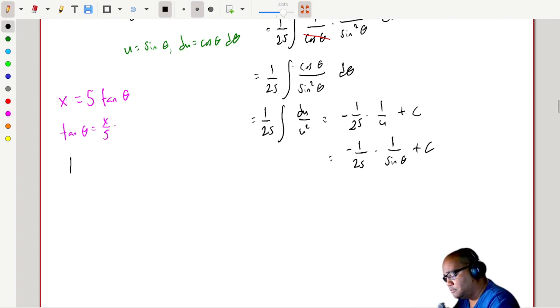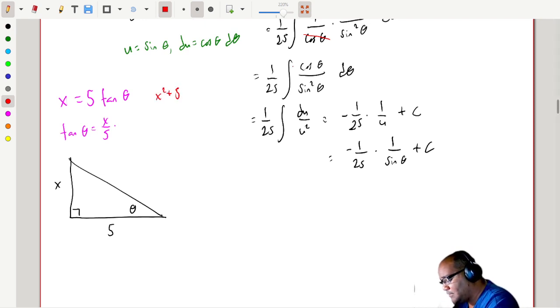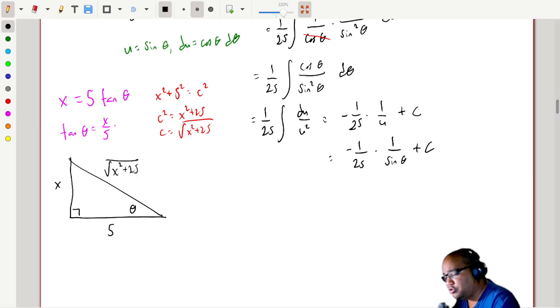And that tells me how to draw my triangle. It's my right angle. There's my angle theta. Tangent is opposite over adjacent. And now I can use the Pythagorean theorem to find the missing side. We'll just do it off to the side here real quick. x squared plus 5 squared equals c squared. So c squared is equal to x squared plus 25. And so the missing side is the square root of x squared plus 25.